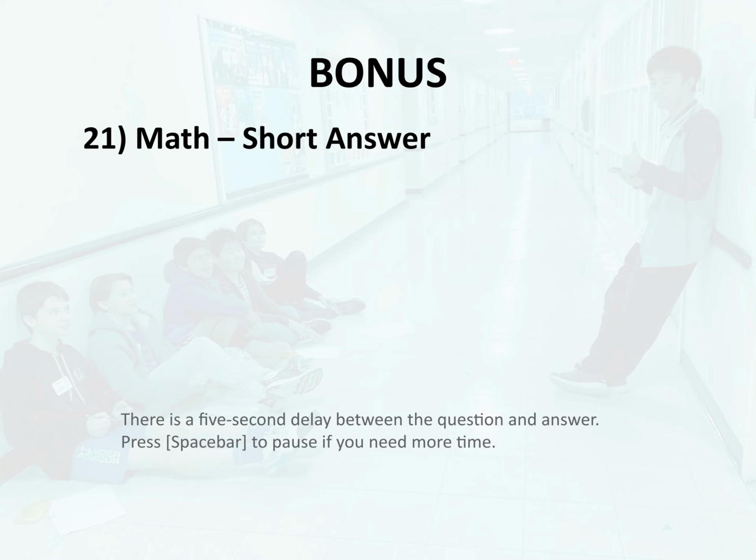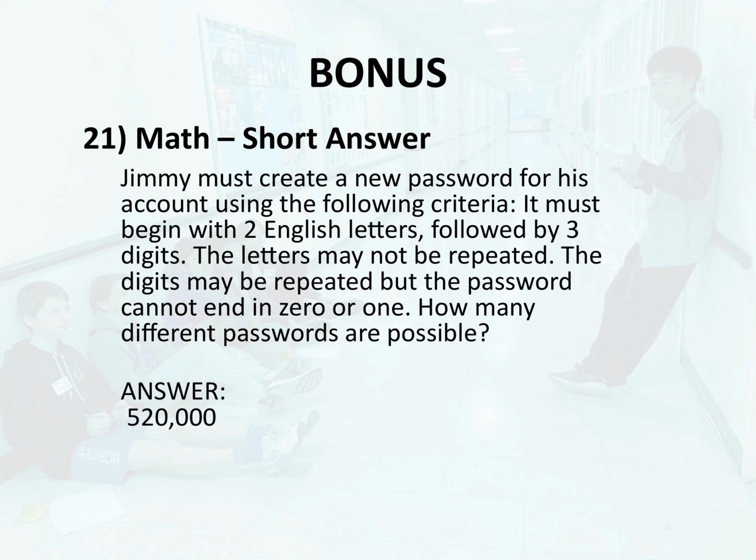Bonus 21. Math, short answer. Jimmy must create a new password for his account using the following criteria. It must begin with 2 English letters, followed by 3 digits. The letters may not be repeated. The digits may be repeated, but the password cannot end in 0 or 1. How many different passwords are possible? Answer: 520,000.